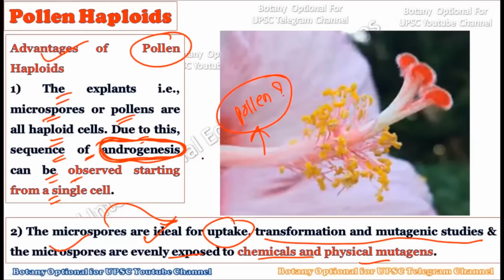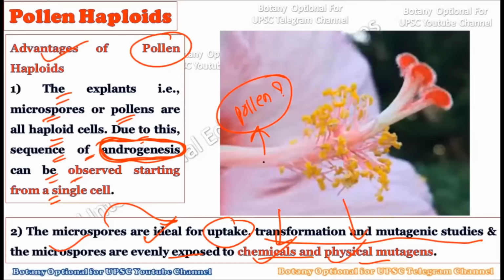So if the mutations are occurring in the pollen grains, we can observe how these mutations occur by giving them a treatment of chemicals or physical agents that cause mutations. So by using chemical and physical mutation treatment, we can see in the plant tissue culture laboratory how these pollen grains or microspores get mutated. Okay, how the mutation occurs in these pollen grains, right?